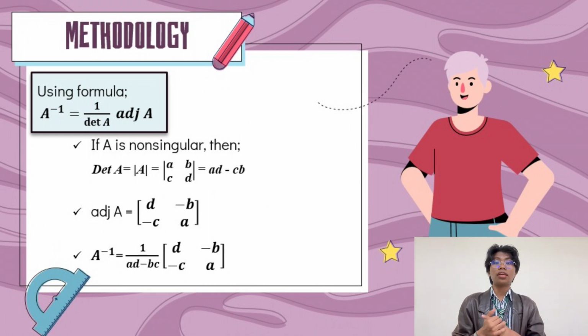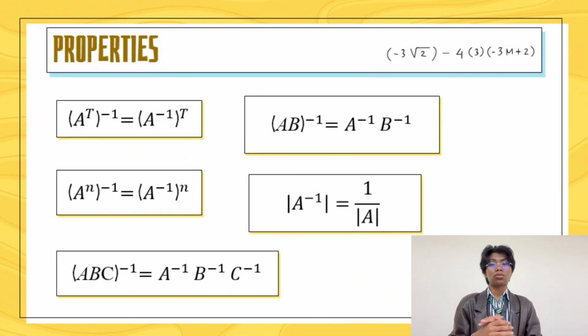Let's say we use A, B, C, D. The determinant of the matrix A will be AD minus BC. And the adjoint of A is A and D switch places, while C and B switch their sign, positive or negative. Then we get our formula, which is A inverse equals 1 over AD minus BC, times D, negative B, negative C, A. So these are a few properties that we use in this chapter.